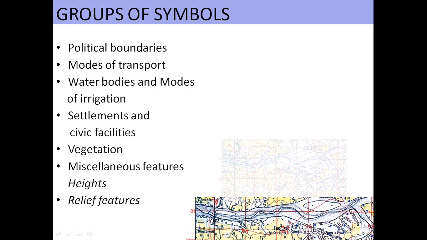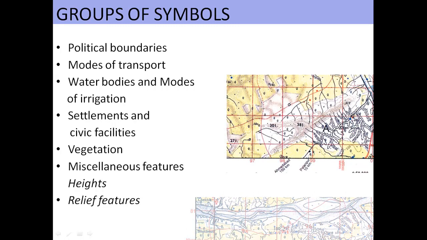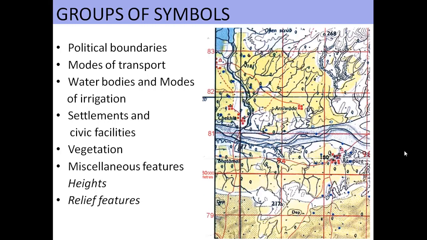Vegetation using green color. One can easily make out by looking at the green color whether it is a forested area, or whether there are some individual trees or not. Miscellaneous features and heights. The heights on topographical maps have been shown with the help of contour lines, spot height, triangulated height, and many others. Now, relief features on the topographical map. Only one particular technique by which one can identify the relief feature is contour lines. These are the list of groups of symbols on a topographical map.